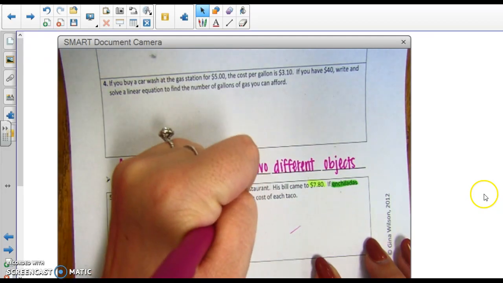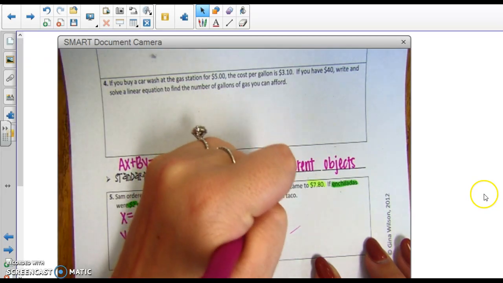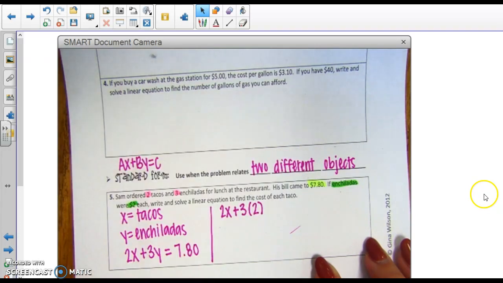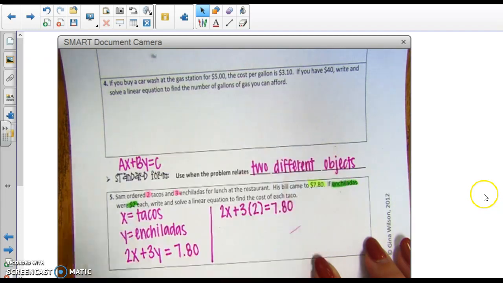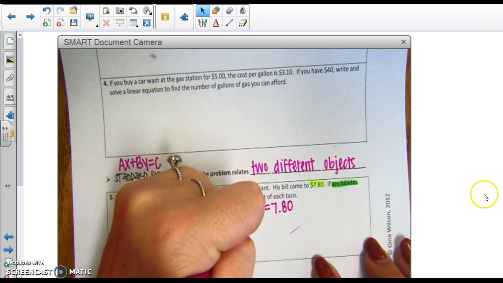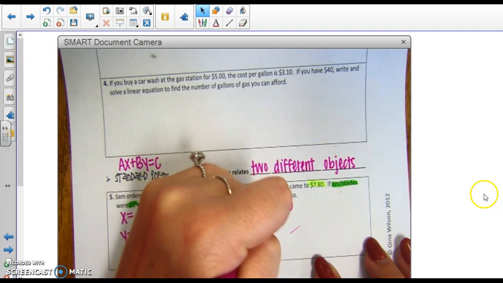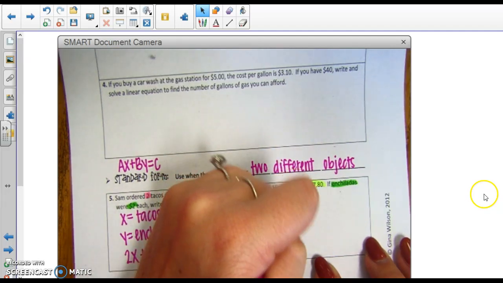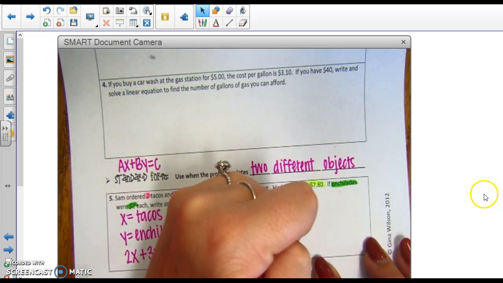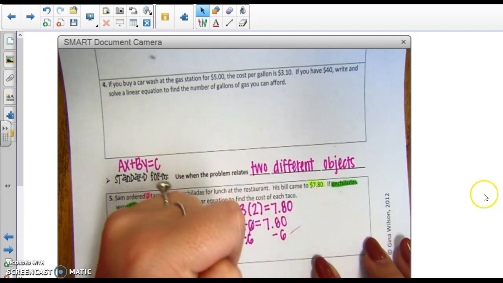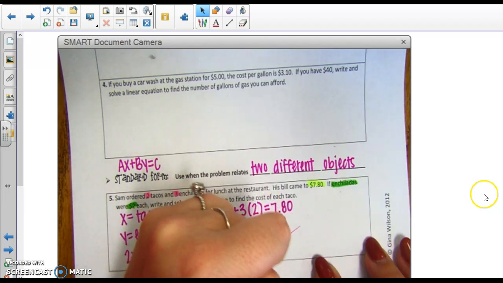So we can plug that information into our equation. Okay, so I'm still solving for how much the tacos were. So 2x plus 3 times 2 is going to equal $7.80. Okay, so I end up with 2x plus 6 equals $7.80. So then I'll just subtract 6 from both sides. Okay, so I end up with 2x equals $1.80.